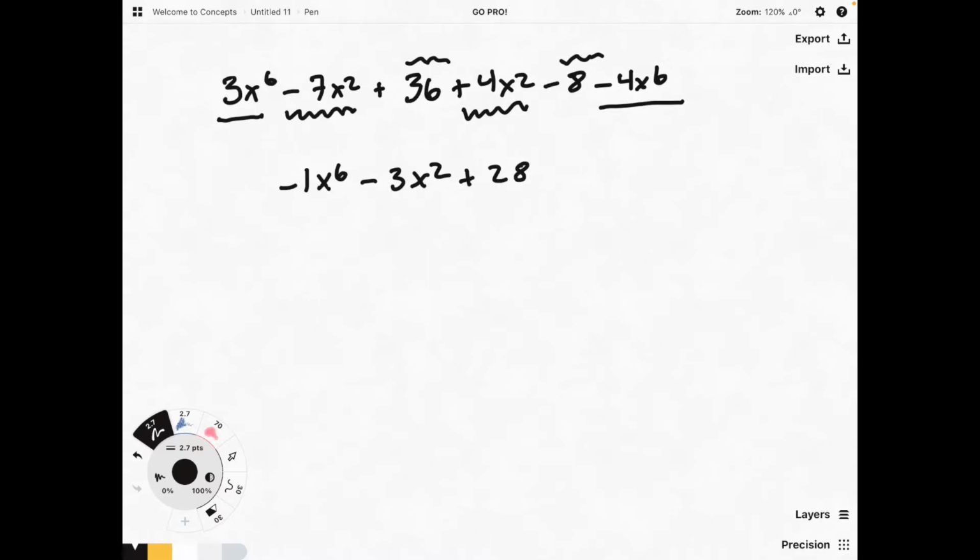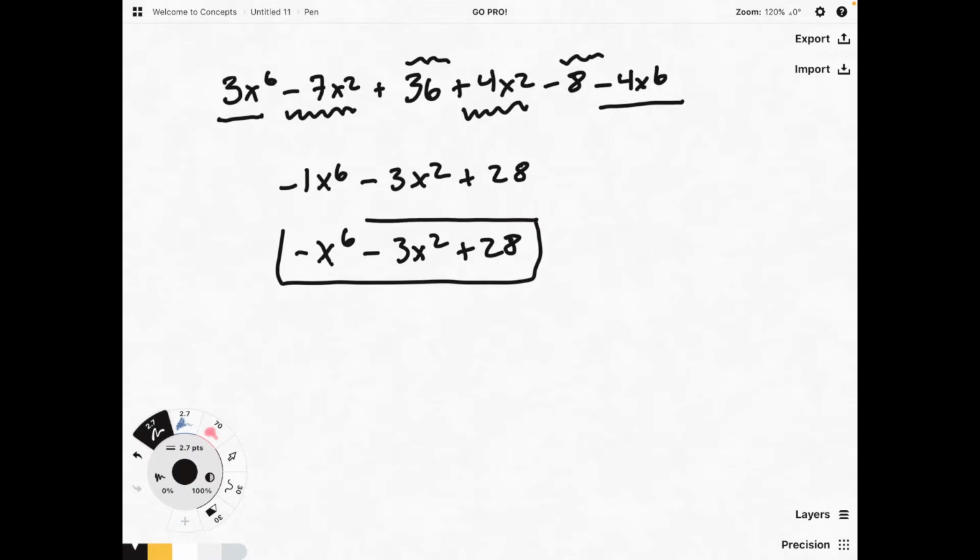And that has completed all of our items in the problem. So this is going to be our final answer. And again, you can rewrite this as negative x to the 6 minus 3x squared plus 28. And that is all you have to do to add and subtract. Let's look at another example.